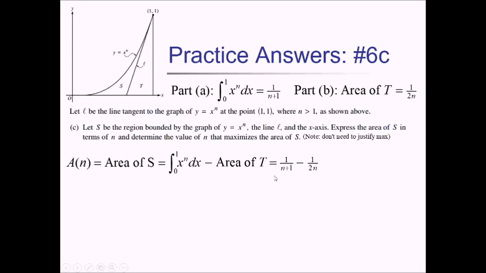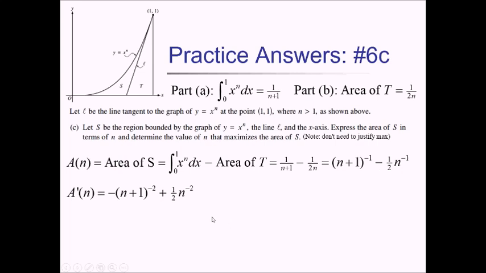So in order to get the maximizing n value, I'm actually going to have to take the derivative now with respect to n. Before I do that, I'm going to rewrite these in a format that's a little easier to differentiate. So this first one I'm going to write as n plus 1 to the negative 1. And this other one, I'm going to rewrite so that I can use the power rule. So I'll write this as 1/2 times n to the negative 1. And now let me use the power rule on these. So the derivative of this first one is going to be negative n plus 1 to the negative 2. And for this other one, I'm going to have plus 1/2 n to the negative 2.